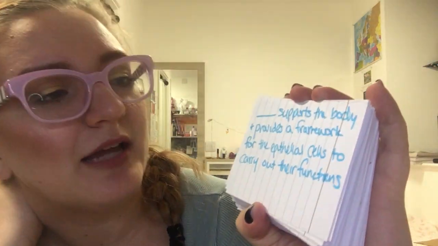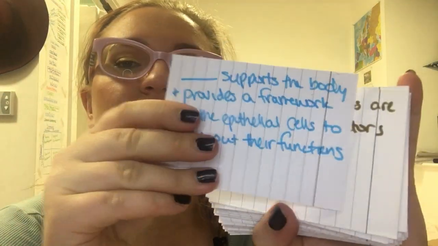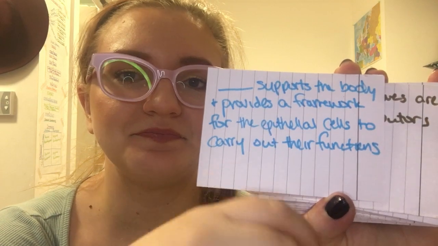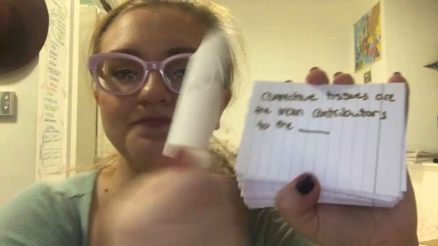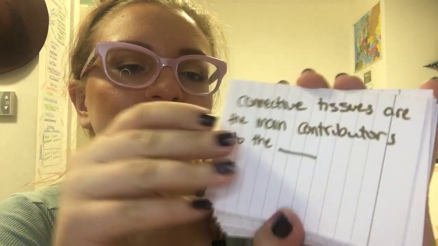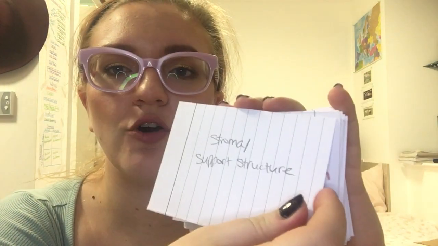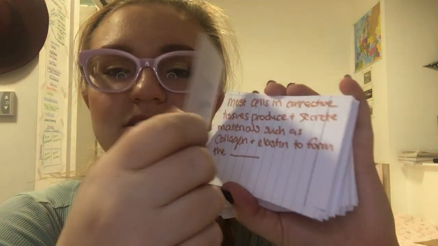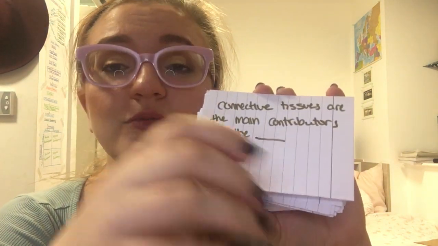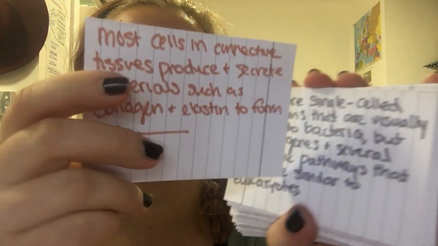Blank supports the body and provides a framework for the epithelial cells to carry out their functions. What kind of tissue is that? That is connective tissue. Connective tissues are the main contributors to the stroma, or the support structure. So remember that connective tissues have a lot to do with support. Most cells in connective tissues produce and secrete materials such as collagen and elastin to form the extracellular matrix.